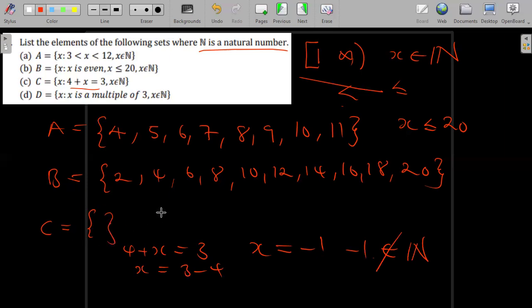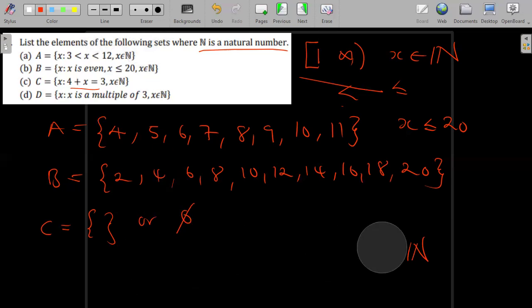Which means if it's not a member of the natural numbers, meaning this set here, C, has to be what? An empty set. So you can denote an empty set like this, or you can denote it like that. So this is going to be the value for the set C. That's how you're going to list it. It's going to be an empty set.